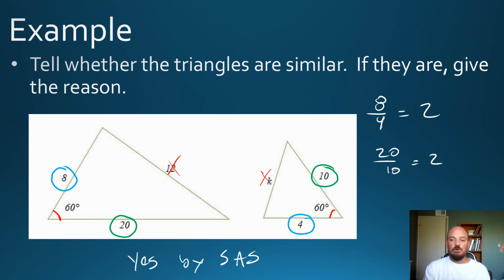And I think that's what we're going to focus on for the homework, is you guys taking a look at triangles and deciding if they are similar. Your answer could be no, they're not, yes by AA, yes by SSS, or yes by SAS. I mean, basically 4 possible answers. You got to make sure you know how to find the right one.